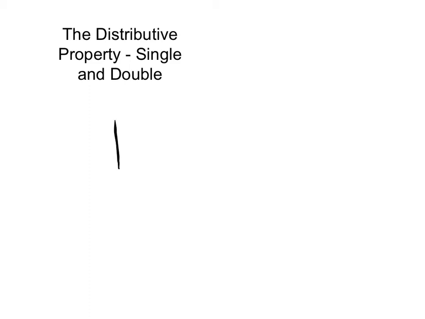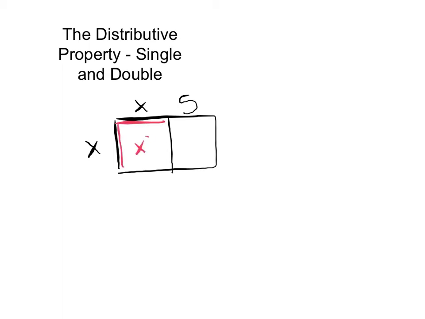So let's say we had a rectangle, and this particular rectangle had a side of x and a side of x plus 5. If we wanted to find the area of this rectangle, we could look at each little rectangle. The first rectangle is x times x, which is x squared. The second rectangle is x times 5, which is 5x. So we could say that the area of this whole rectangle was x squared plus 5x.